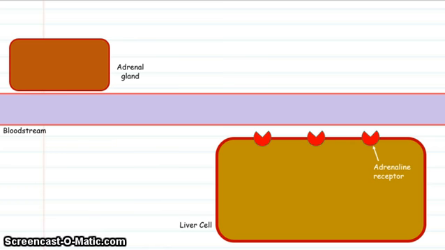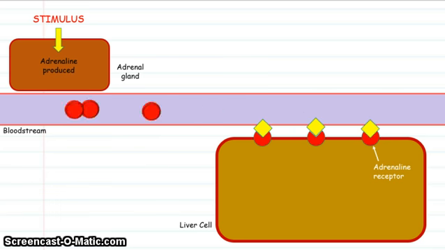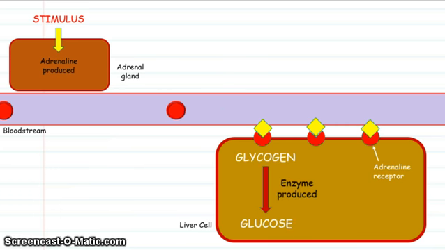So let's have a look at that. There's the adrenal gland, there's the red blood cells flowing through a blood vessel. Some stimulus to initiate the fight or flight response means that the adrenal gland produces adrenaline. The adrenaline moves into the blood, attaches to receptor proteins on the surface of the cells in the liver, and this initiates the breakdown of glycogen into glucose, and then the glucose produced moves into the bloodstream and is carried around to all your body cells.